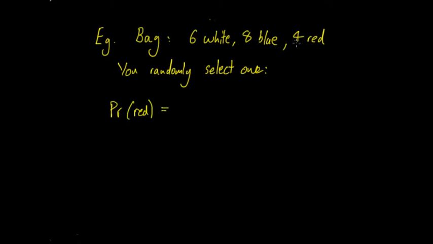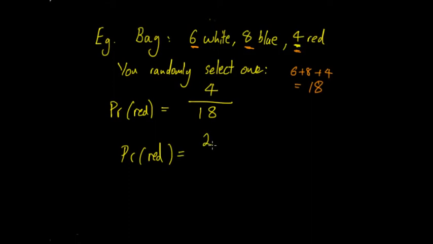Well, there are 4 red marbles. So 4 divided by the total. So to work out the total, you find out, well, there's 6 white, there's 8 blue, and there's 4 red. So it's going to be 6 plus 8 plus 4, which gives you 18. 6 plus 4 is 10, plus 8, 18. So therefore it's 4 on 18. So the probability of getting a red equals 2 on 9.